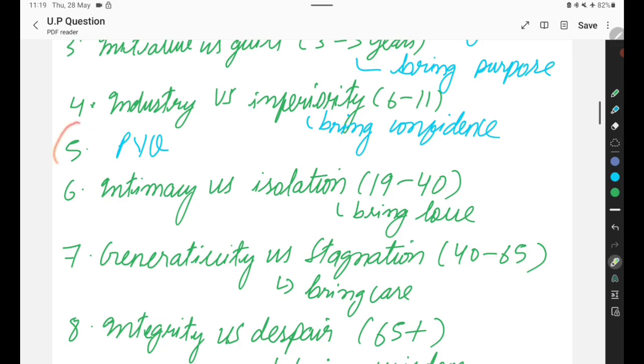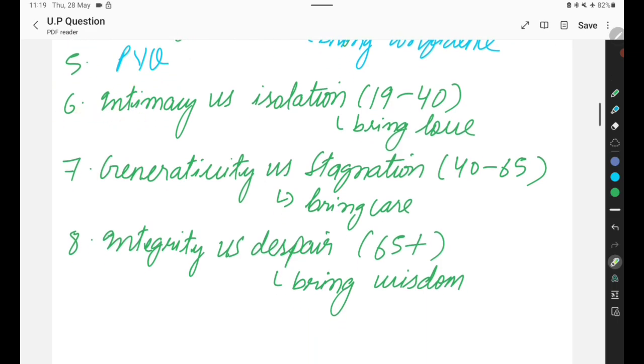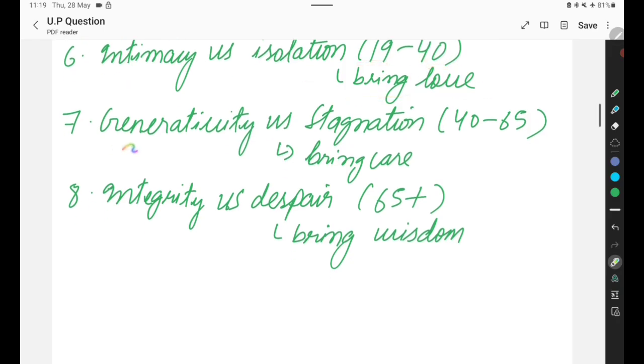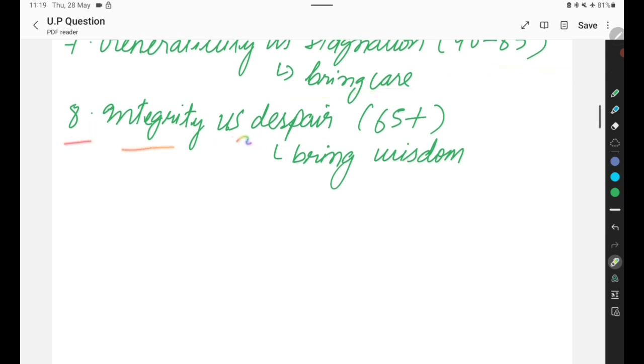And question number 5 is already there as a PYQ. Then number 6, intimacy versus isolation, 19 to 40, it brings love. And then 7, generativity versus stagnation, 40 to 65, they bring care. And then number 8, integrity versus despair, 65 plus, they bring wisdom. Okay, we have completed this part of child pedagogy.